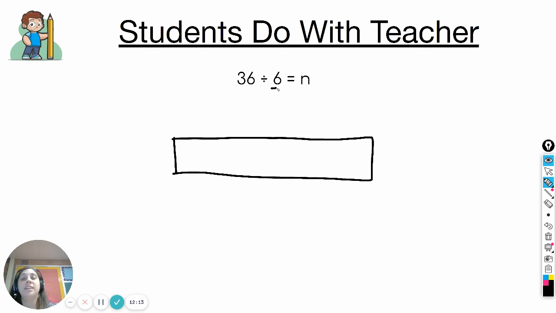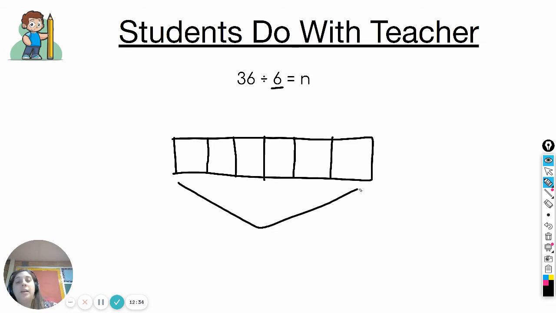We know we have 6 groups, so let's break our tape into 6 pieces. 1, 2, 3, 4, 5, 6. That last line splits 2 pieces at the same time. Double check. 1, 2, 3, 4, 5, 6. And then I label it 6 groups. I'll give you just a minute to catch up your drawing. Make sure it matches mine.